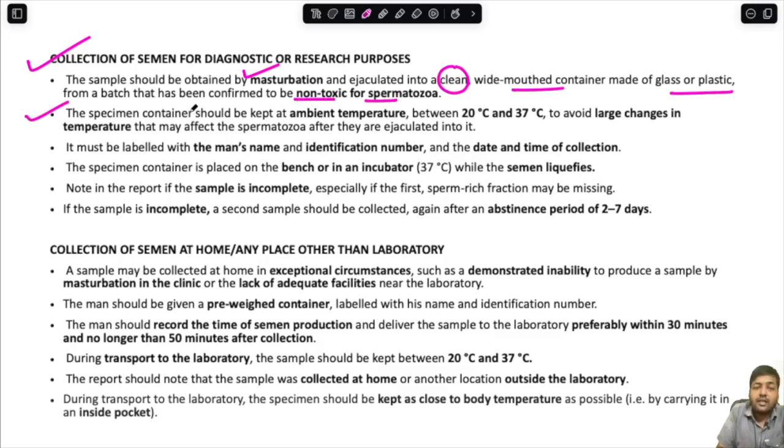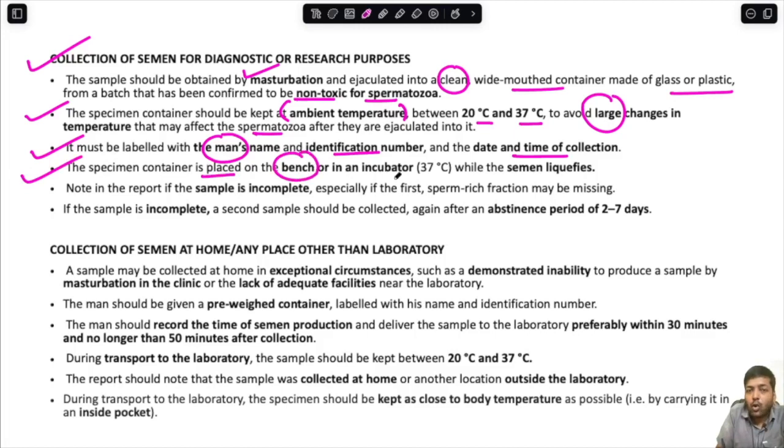The specimen container should be kept at an ambient temperature between 20 to 37 degrees Celsius to avoid large changes in temperature that may affect the spermatozoa after they are ejaculated into it. It must be labeled with the man's name, identification number, and date and time of collection. The specimen container is placed on the bench or in an incubator at 37 degrees centigrade while the semen liquefies.